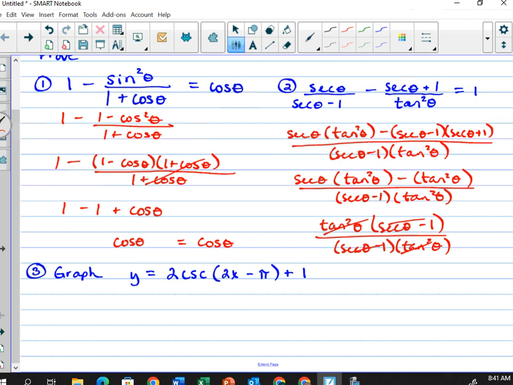So, what is secant theta minus 1 times secant theta plus 1? Multiply them out, and you get secant squared minus 1. Then you can factor out the tangent squared. But you can't cross out this tangent squared or this tangent squared.